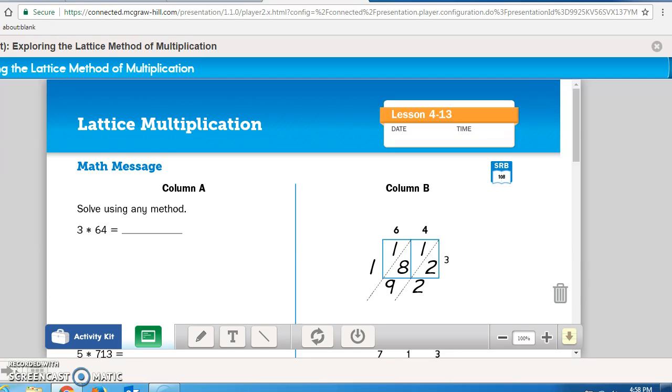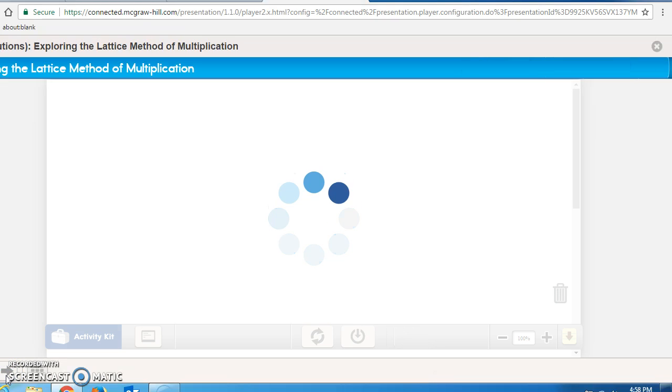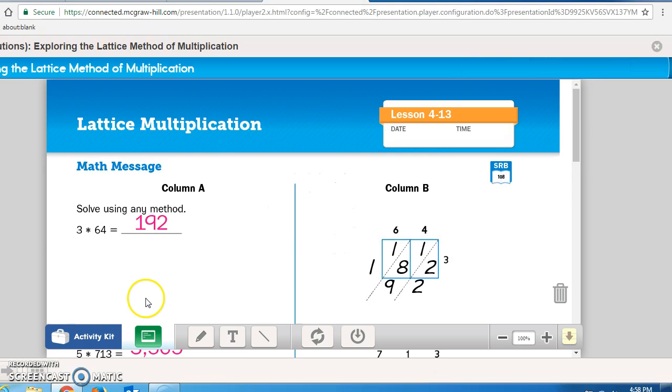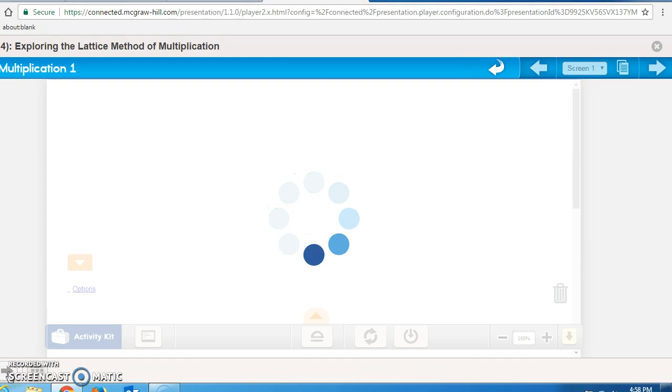Next, you're going to do Math Journal page 141. And again, all you're doing is simply multiplying. Here is column A and here is column B. So column B is showing you how to use the lattice method to get the answer for the problem 64 times 3. It's just a little bit of a reminder to remind you how to set it up. And again, it's showing you the answer for that problem.